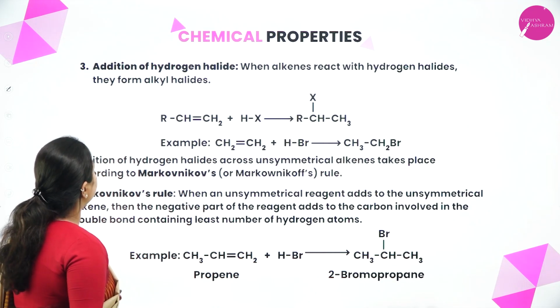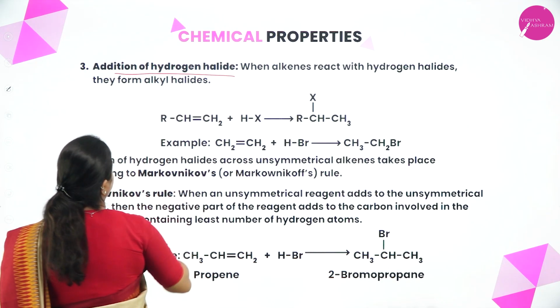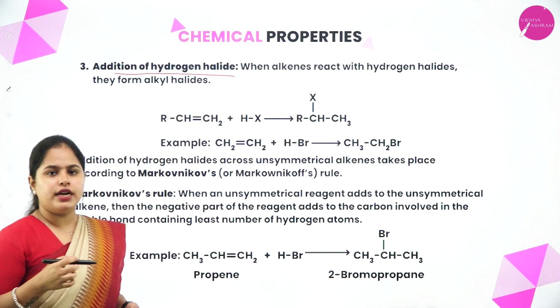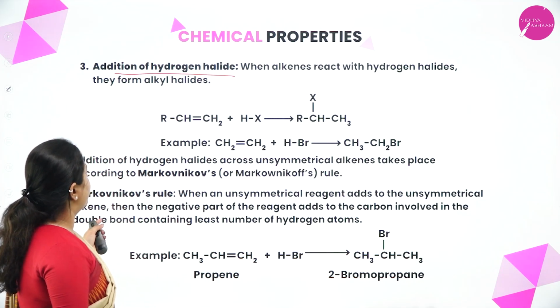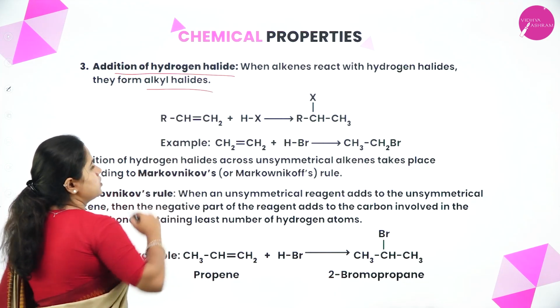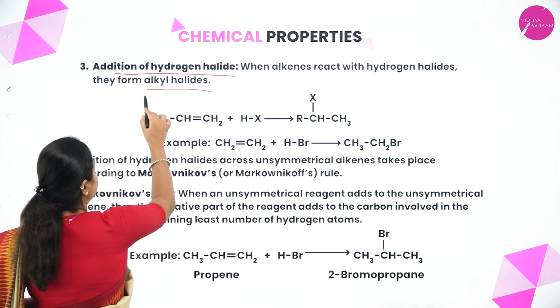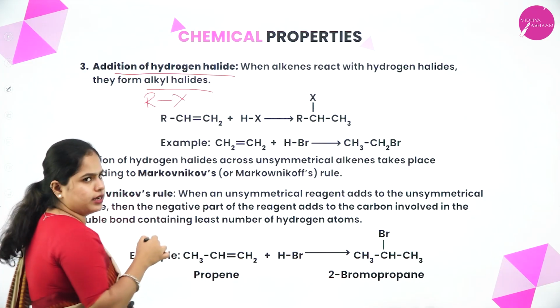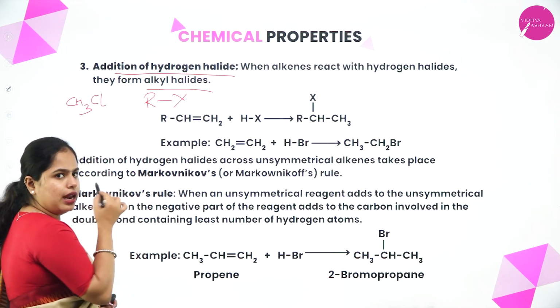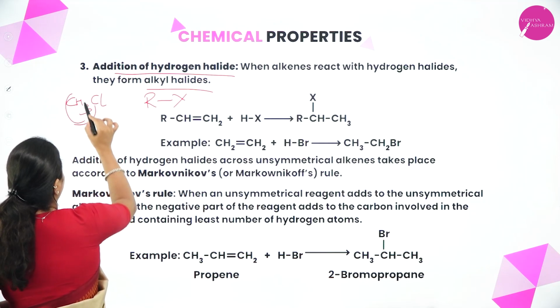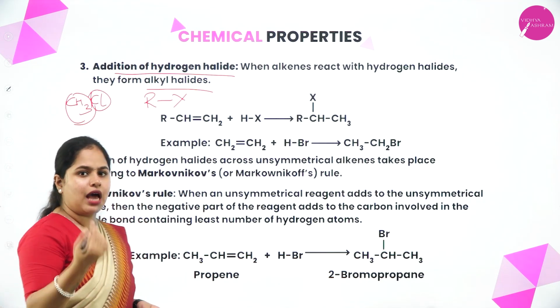Now moving on to the next one, addition of hydrogen halide. This is a very important reaction, addition of hydrogen halide. So when alkenes react with hydrogen halides, they form alkyl halides. So you already know what is an alkyl halide. General representation can be RX. For example, let's take CH3Cl. This is called an alkyl halide. Why? There is an alkyl group as well as a halogen. So this is an alkyl halide.